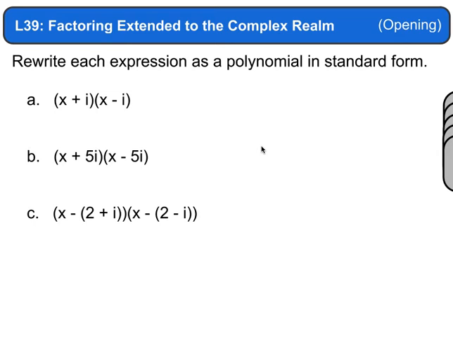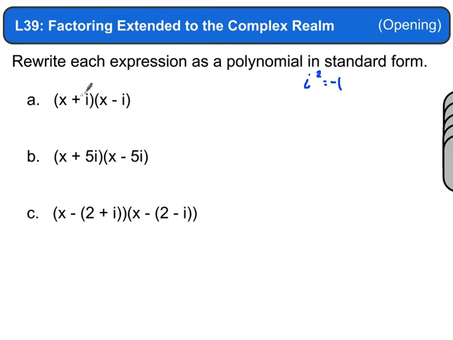M1L39 is pretty much doing the same thing we've been doing, multiplying and factoring, except we're going to have the imaginary i involved. So we'll keep this kind of simple. We won't spend too much time here. You've got factoring extended to the complex realm. And so remember, one of the things that we always look for is if we have an i squared, we want to replace that with a -1.